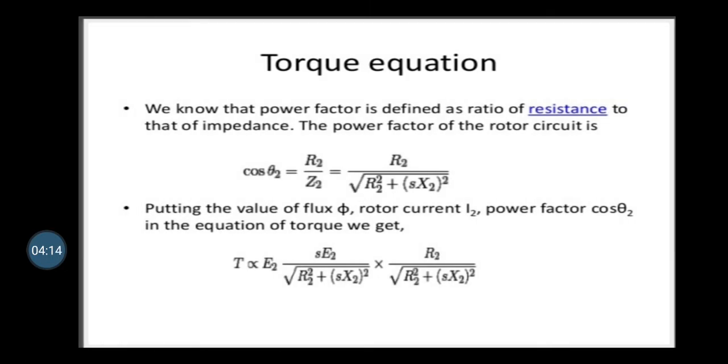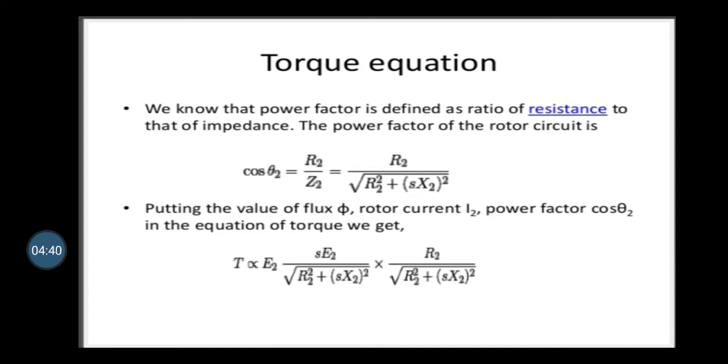Now the power factor of the rotor. The power factor of the rotor is R2 upon Z2. By putting the value of rotor impedance in this equation, we get R2 upon under root R2 square plus SX2 square.